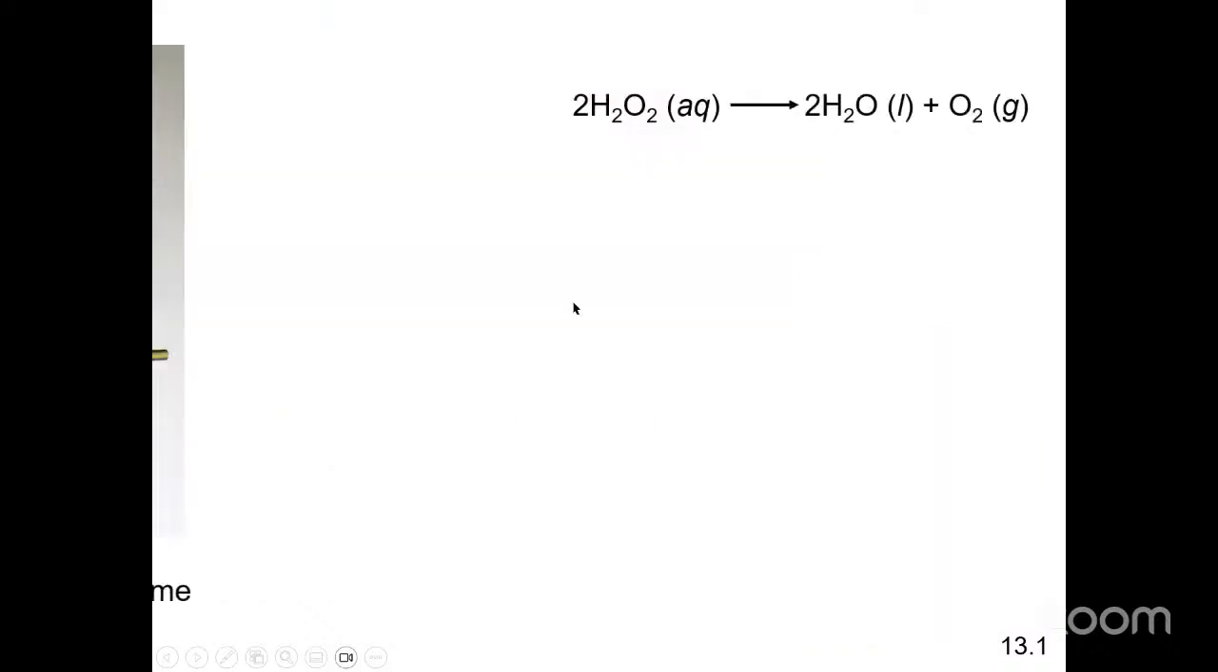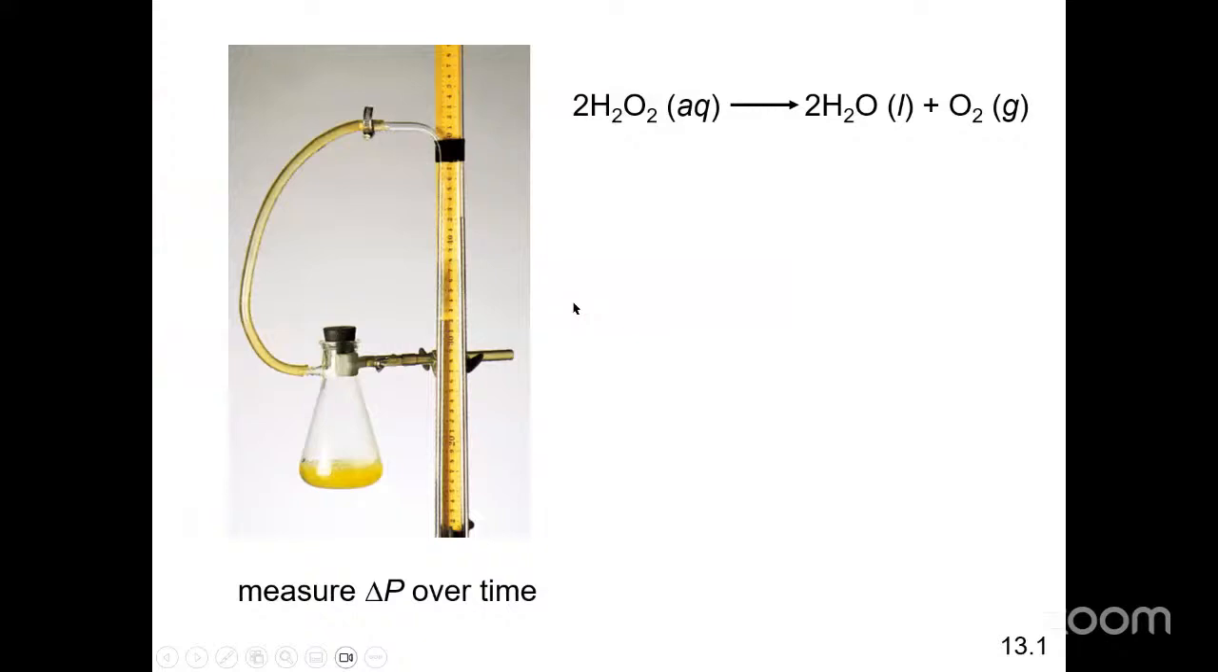Okay, so here's another reaction, the decomposition of hydrogen peroxide. Now in this case, this reaction produces water and oxygen, right? So basically, in this particular case, in order to monitor the reaction in terms of the rate, the most convenient way to do this is to monitor the pressure of the oxygen, because there's a relationship between the pressure and the concentration of a gas, right?